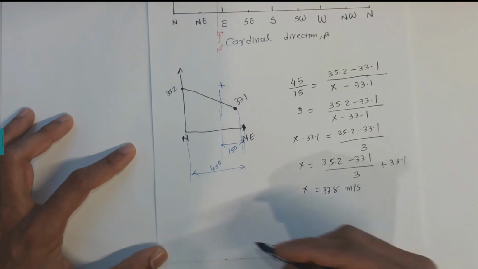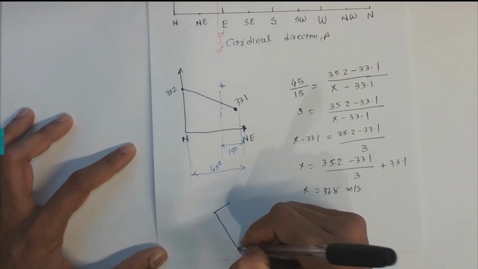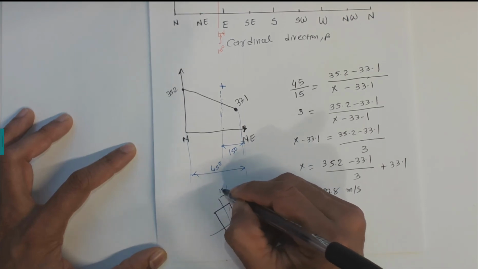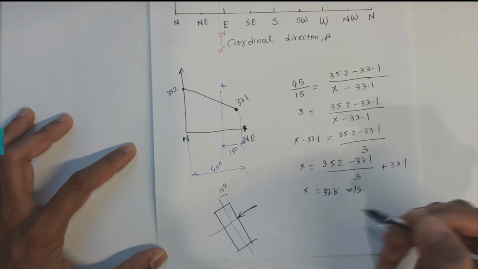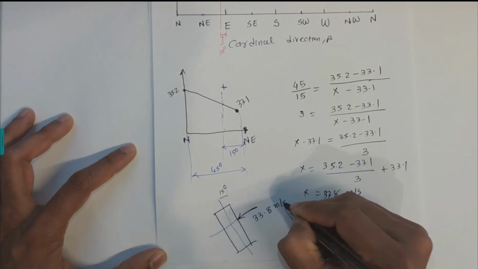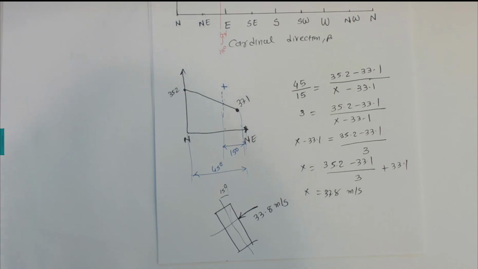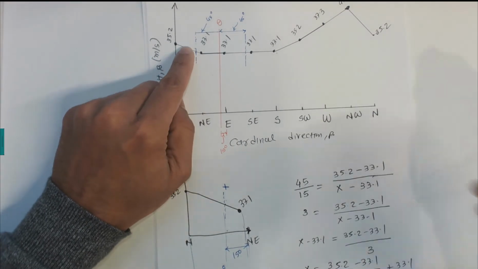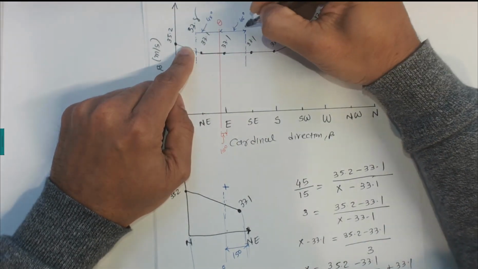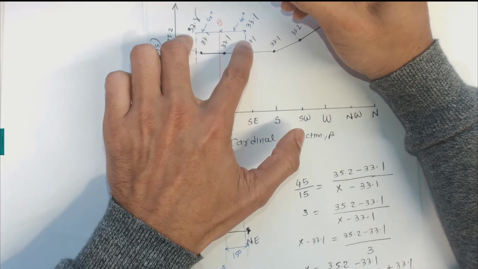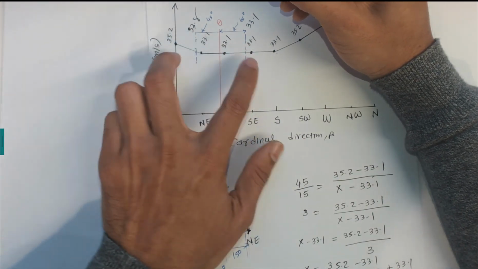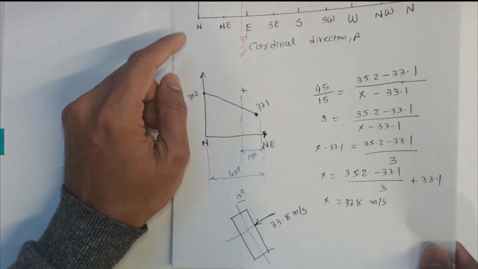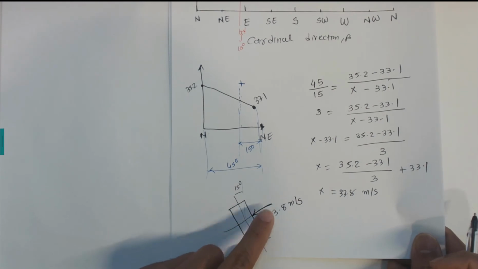So if I draw the building here, which has a 15 degree orientation given in the example, this direction we found is 33.8 meters per second, right? That's the first one we found here. Look here: we have this one, 33.8, and here 33.1. Between these two we take the maximum value, for the sector of plus and minus 45 degrees, and we are taking 33.8 meters per second. That's for this first orthogonal direction.